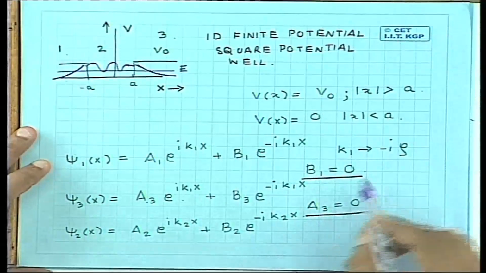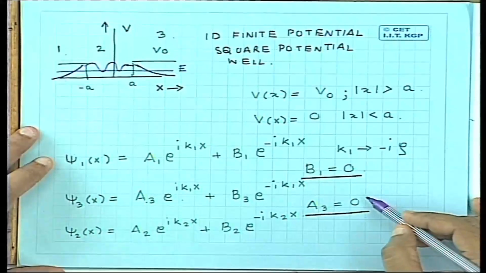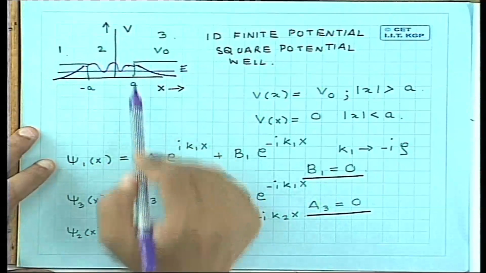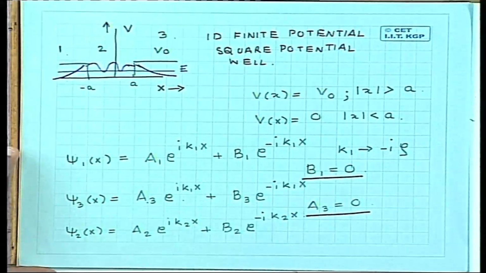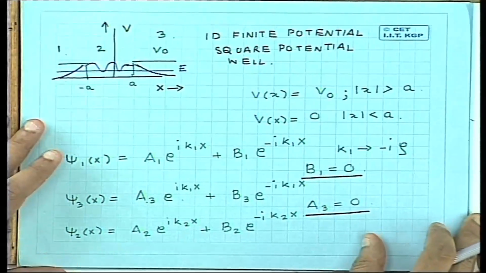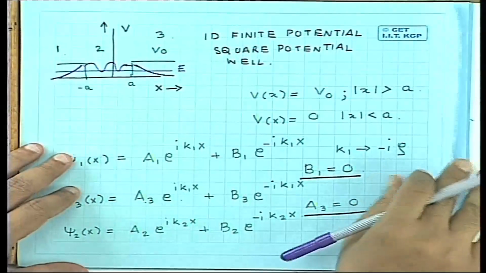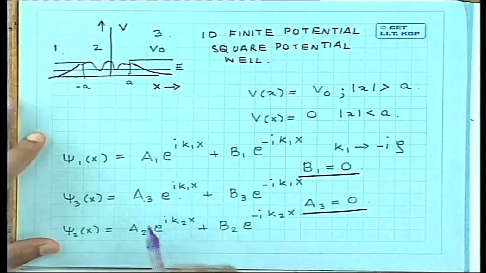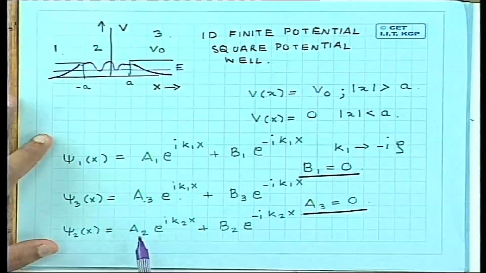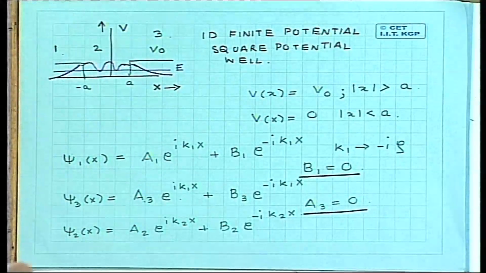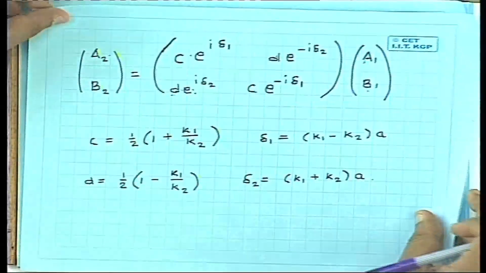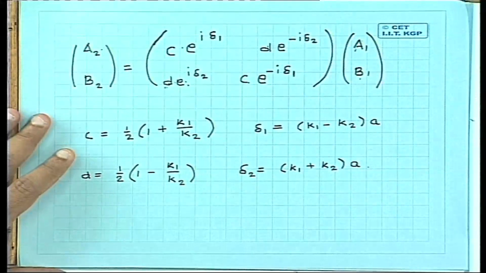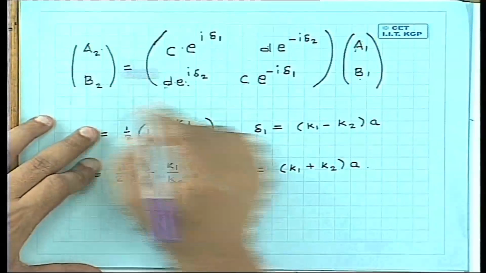So the boundary conditions imply that B1 should be equal to 0, A3 should be equal to 0, and we have to match all of these coefficients at minus A and plus A. So let us now match the coefficients at minus A. We want to express A1 and B1 in terms of A2 and B2, which is the reverse of the situation where we have expressed A2 and B2 in terms of A1 and B1.